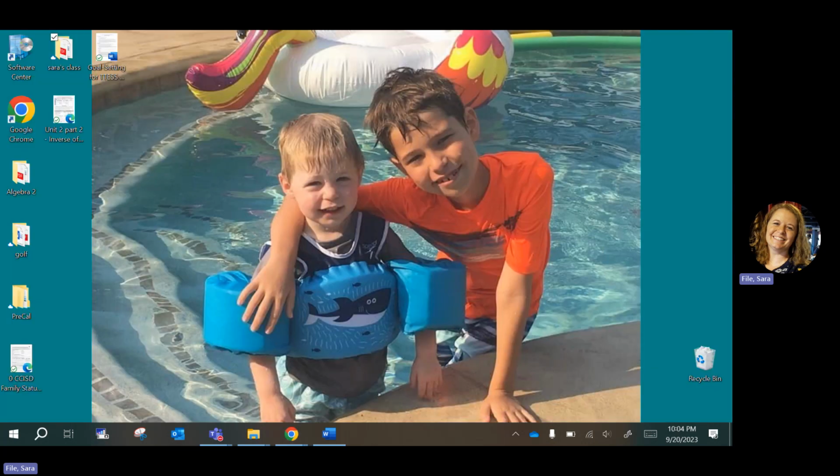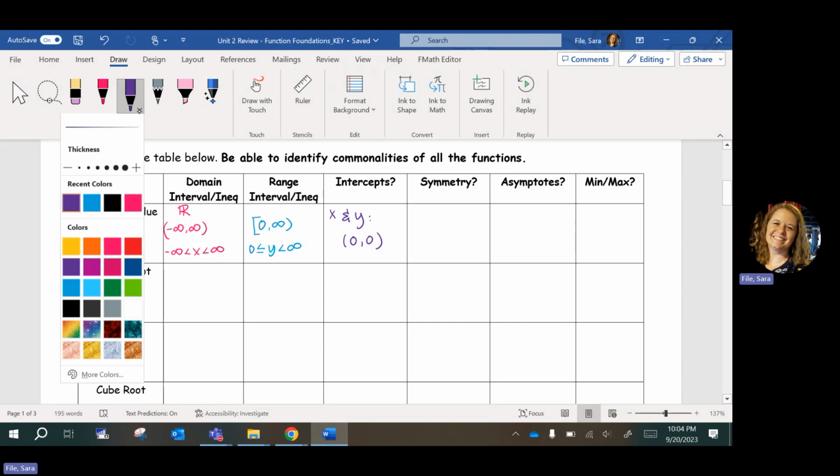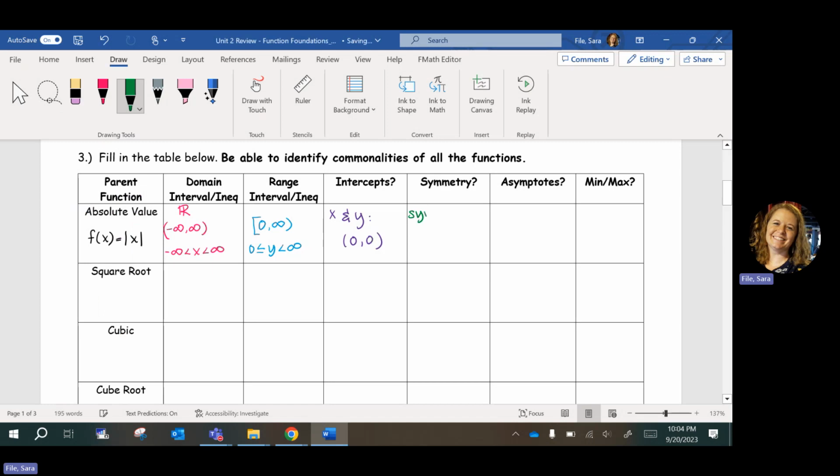So this one is symmetric about or across the y-axis. Or you could say y-axis symmetry or something like that. If you want to make sure you understand, that means that your AOS, your axis of symmetry, is the vertical line on the y-axis.